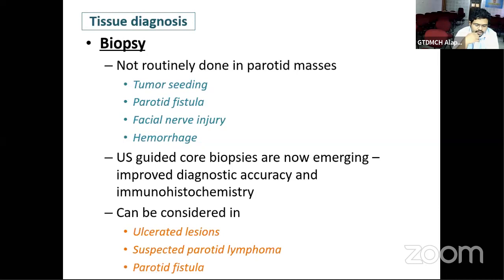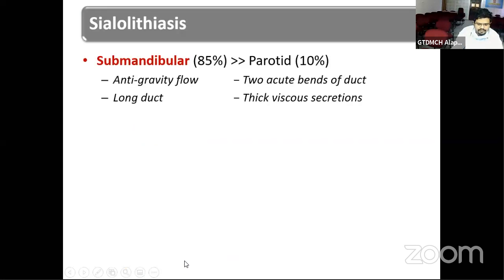Okay. Otherwise, in ulcerated lesions, we can cut a margin of the ulcer. Anyway, the lesion is open. And like in a parotid fistula, there are openings there. So in those cases we can do an open biopsy.